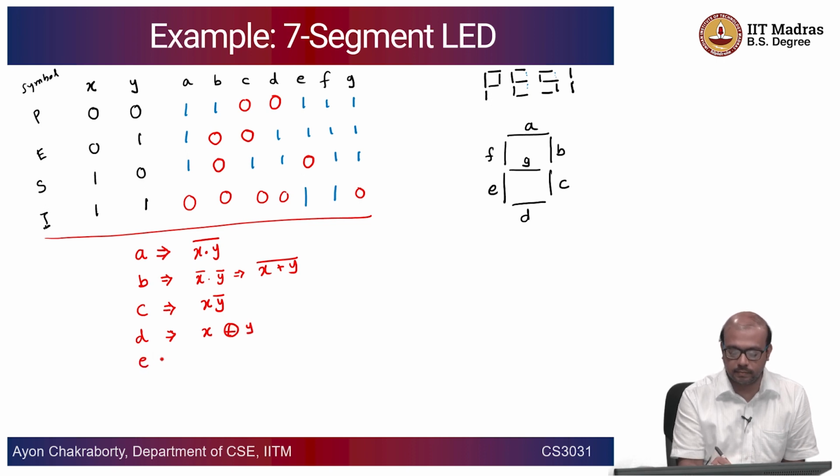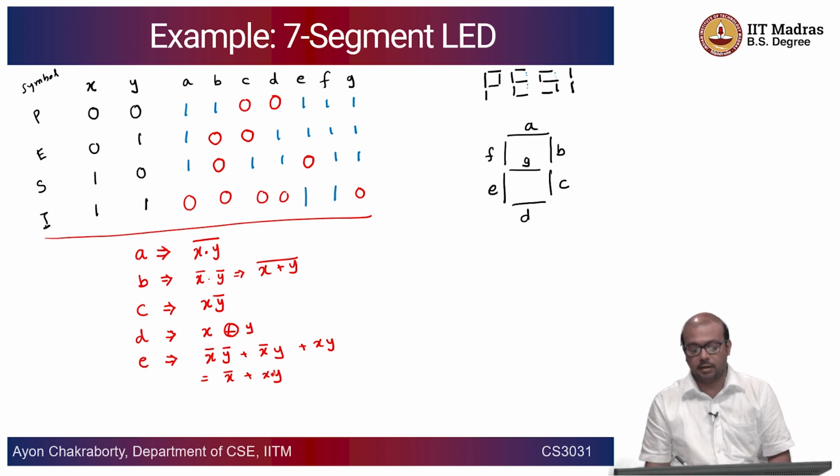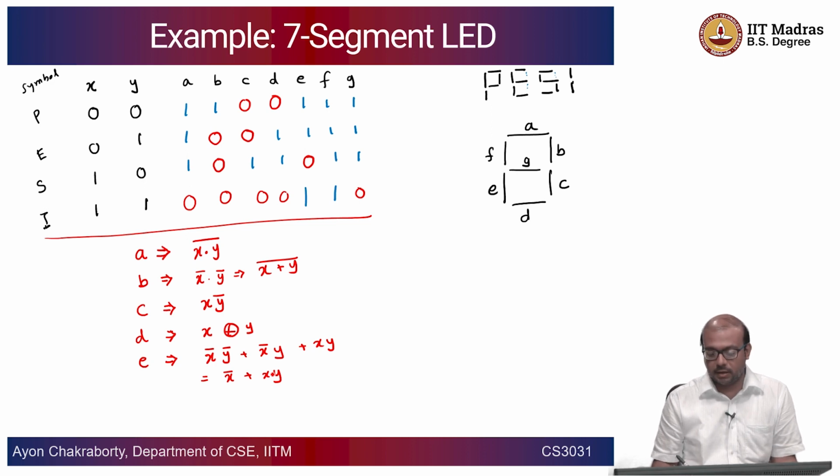What about E? E is a little bit different. Apart from 1 0, the rest is there, right? So it's x bar y bar plus x bar y plus xy, which is equal to x bar plus xy, right? So this is x bar plus xy. This is going to be the output for E.